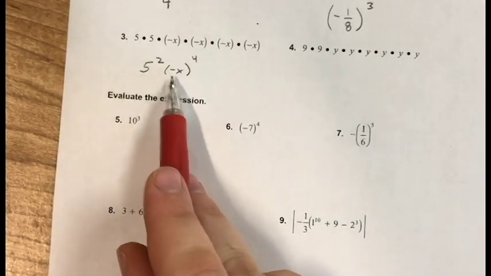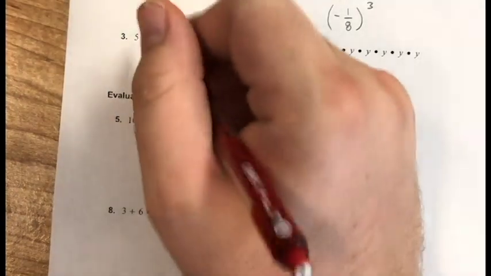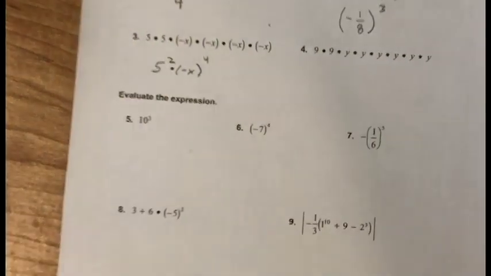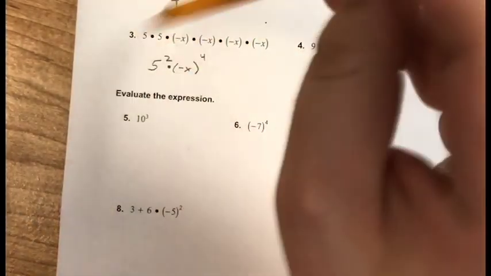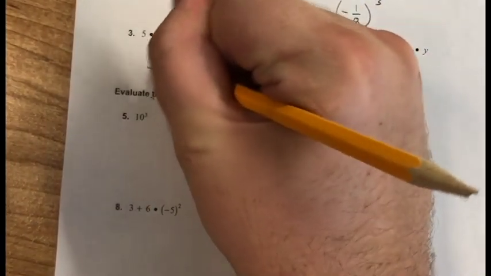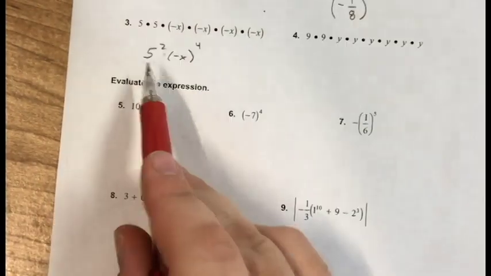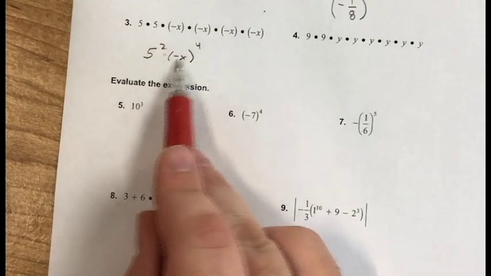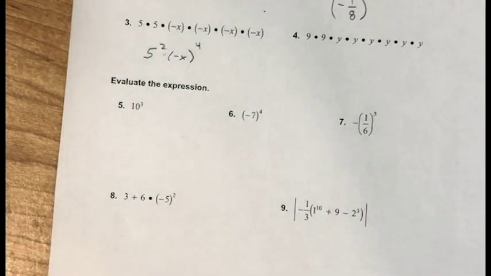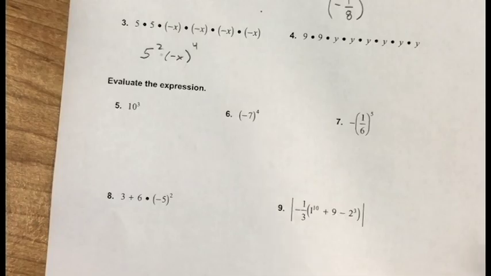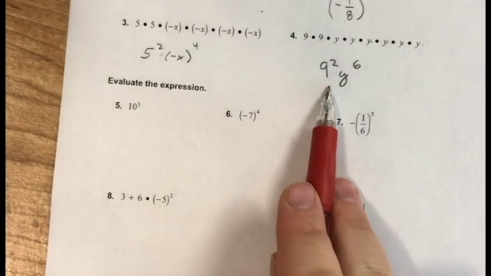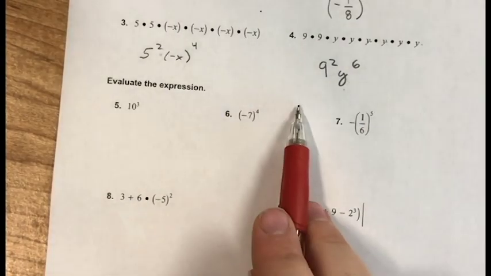So I rewrote this very simply. Now, you could have put a little multiplication sign in there if you wanted to, but it's not necessary. When we have numbers and letters beside each other, as you are already aware, it's pretty much multiplication. So I have 5 squared times negative x all to the 4th, okay? So why don't you try 9 by yourself? What you should have gotten was 9 squared y to the 6, okay?